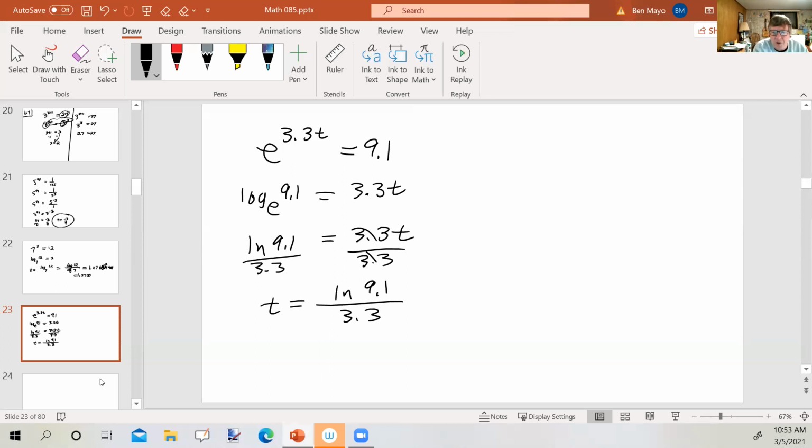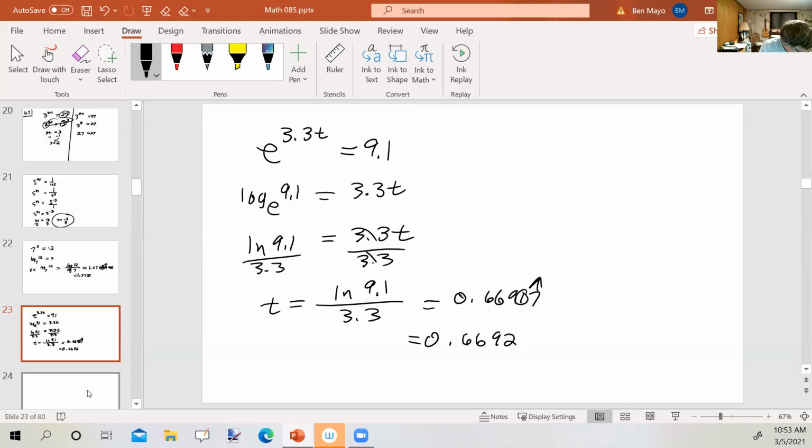So we didn't need to use the change of base formula in here because one of our original bases was an e, or if it had been a 10. So, all right, let's see what we get here. The natural log of 9.1, close it up, divided by 3.3, and we get 0.66917. Rounding to 4 places, the 7 would round up. 0.6692, I believe, is our answer there. Okay, let's see. Any questions there?